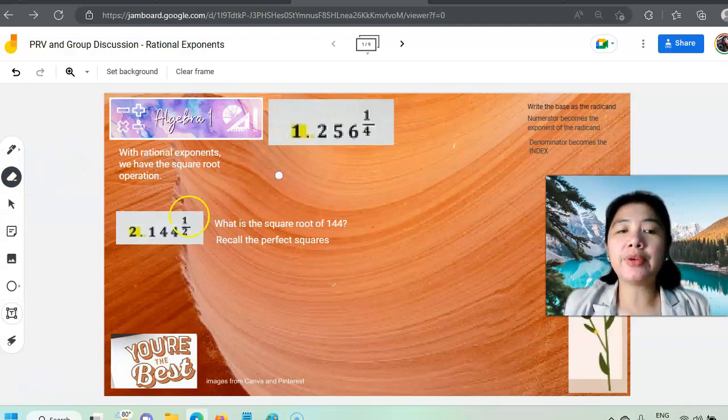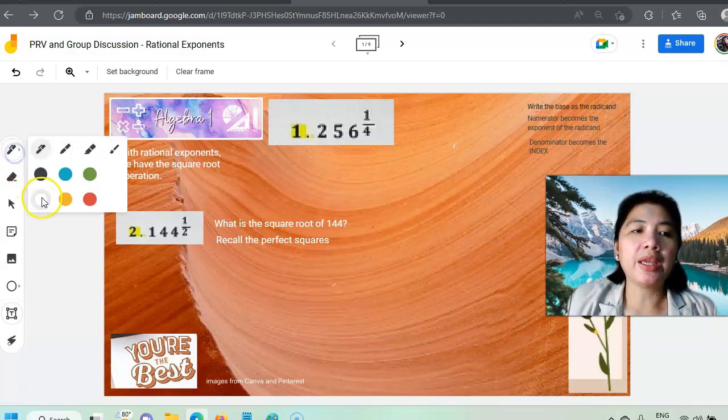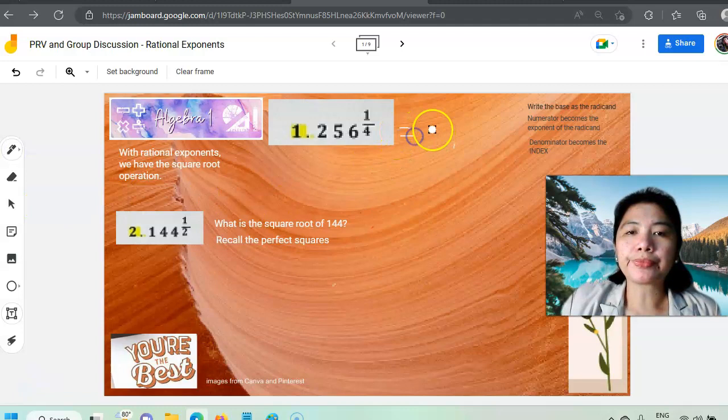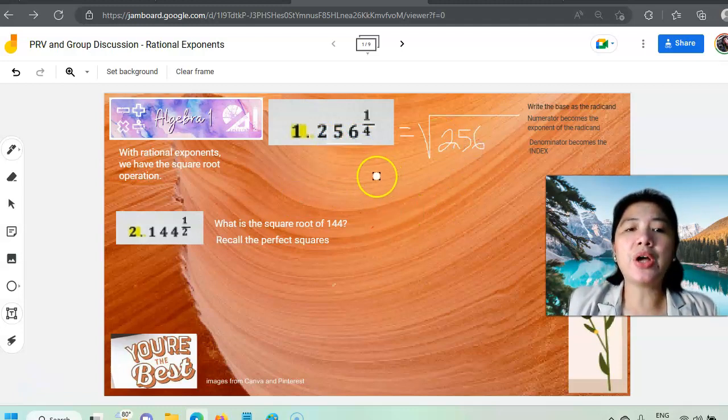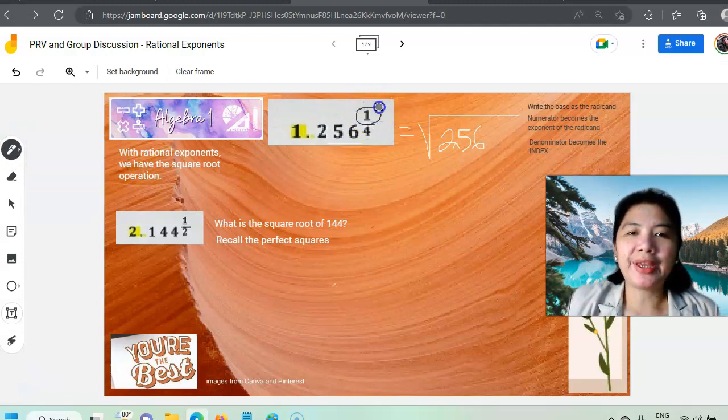So if we have a number expressed in this form with a fractional exponent, here are the steps. Write the base as a radicand. We write the radical sign, and then the base becomes the radicand. Now let's focus on the fractional exponent. What will happen to the numerator? Yes, that's correct. The numerator becomes the exponent of the radicand.